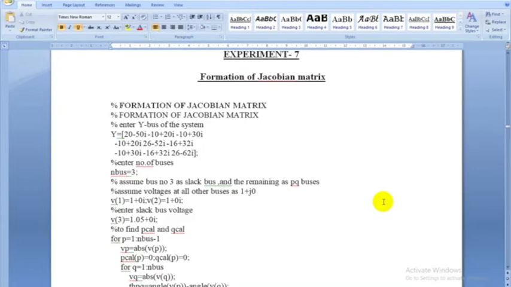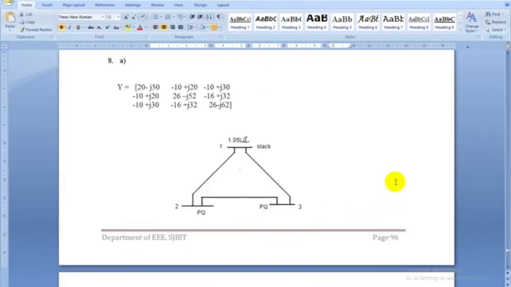Introduction to this. See, this Jacobian matrix is there in the Newton-Raphson load flow analysis method. In the Newton-Raphson load flow analysis technique, we come across the formation of Jacobian matrix. So it is very important to know the value of Jacobian matrix for a given power system. So let us see the power system for which we are finding the Jacobian matrix.